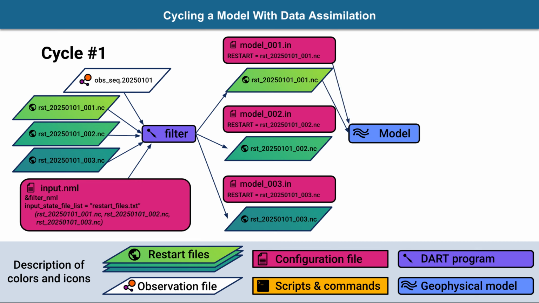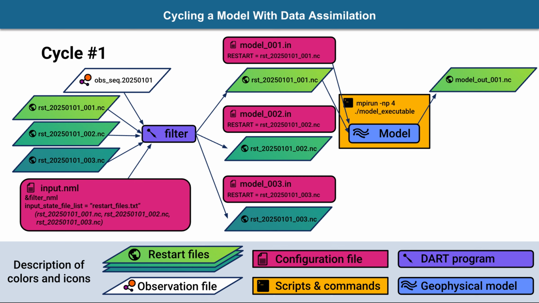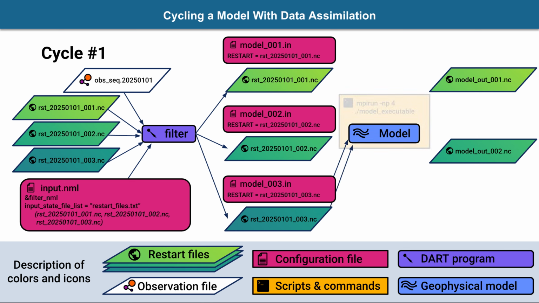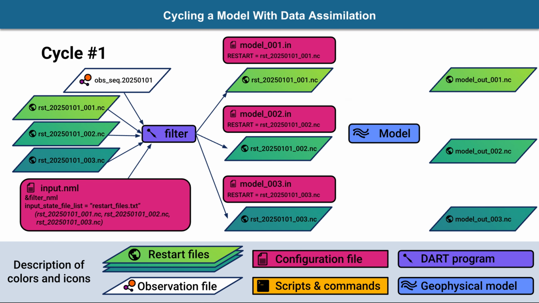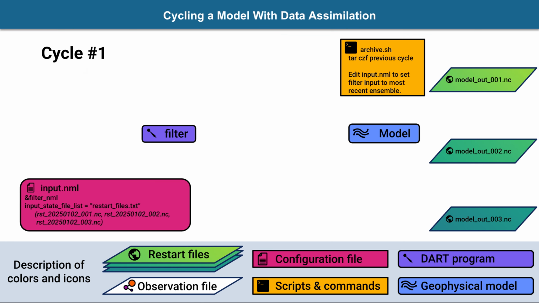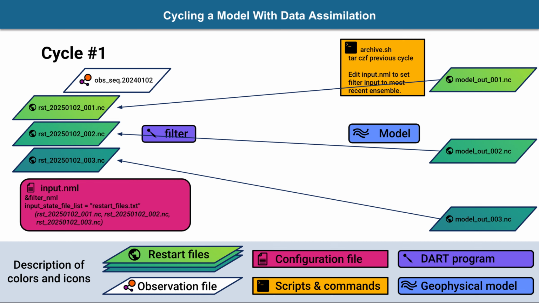The model.in and restart files are input into the geophysical model, and batch jobs are submitted in turn for each ensemble member, outputting a new restart file after the integration completes. This process repeats for the second ensemble member and the third ensemble member as well. Then a workflow script is invoked to change settings in configuration files and move data files around the file system. Here, the restart and observations files from the first cycle are archived, and the input.nml file is edited to read in the newly created set of restart files.